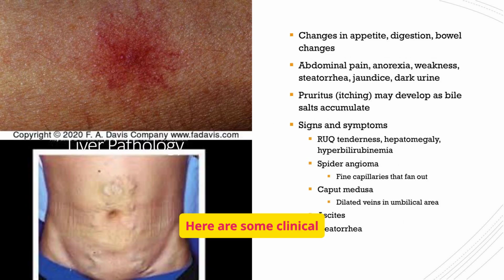Here are some clinical signs and symptoms associated with liver pathology. Spider angiomas and caput medusae are visible signs of liver disease. Other symptoms include changes in appetite, abdominal pain, jaundice, pruritus, acute tenderness, hepatomegaly, hyperbilirubinemia, ascites, and steatorrhea.